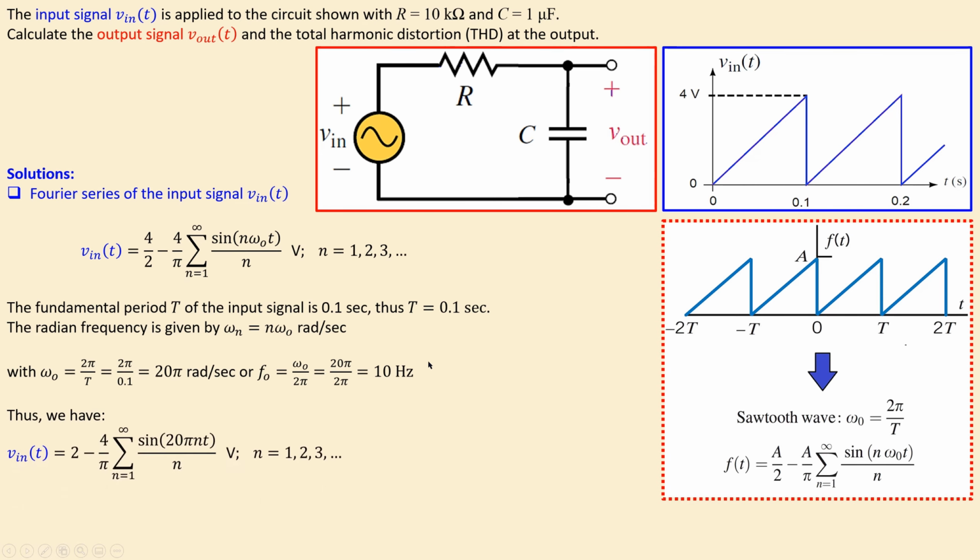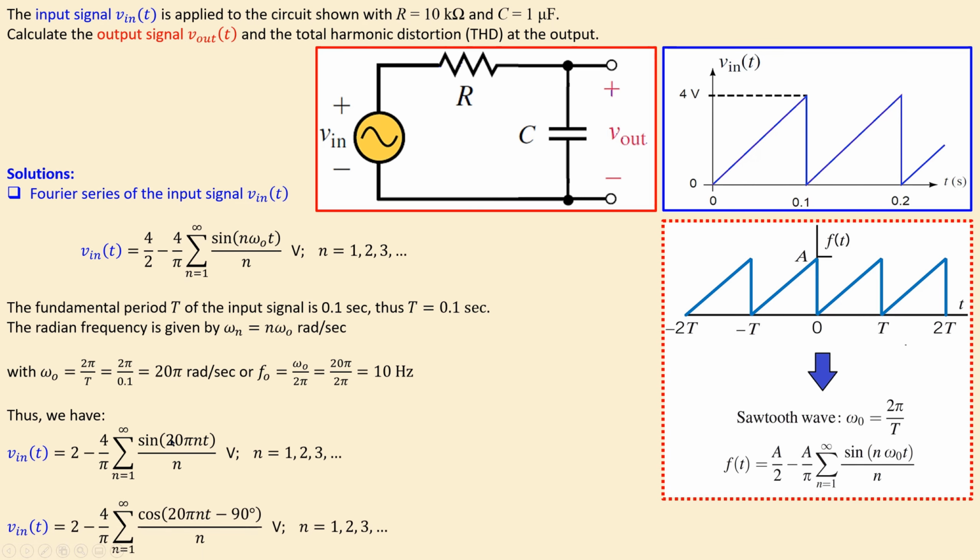Then, when simplified, we will have 2, which is 4 over 2, minus 4 over pi times the summation we have here. Now, as you can see, I have substituted for omega 0, 20 pi as shown here, and that runs using that n, and it will of course change for higher harmonics.